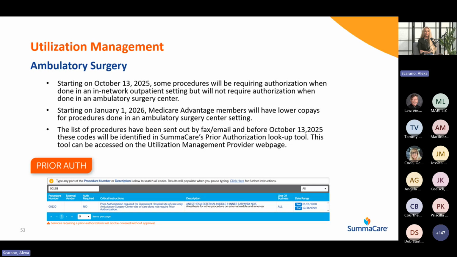The lists have been sent out by Provider Support Services already for the go live date of October 13th. Also, our prior authorization tool has been updated. So you can see here under critical instructions that it will tell you that this code does not require auth if done in ambulatory surgery center, but will require an authorization if done in an outpatient or inpatient setting.